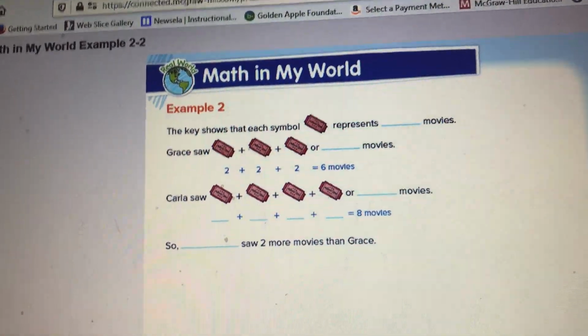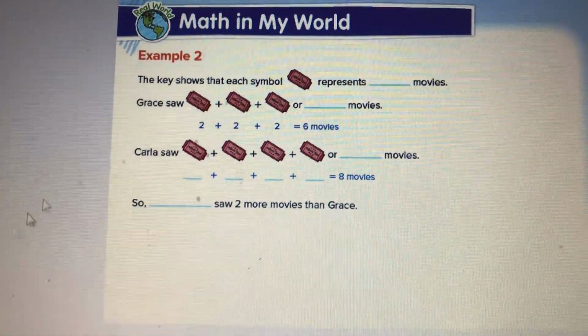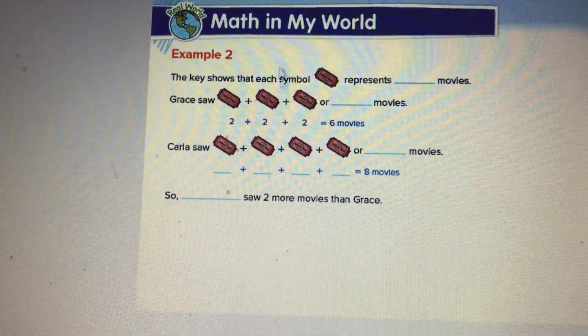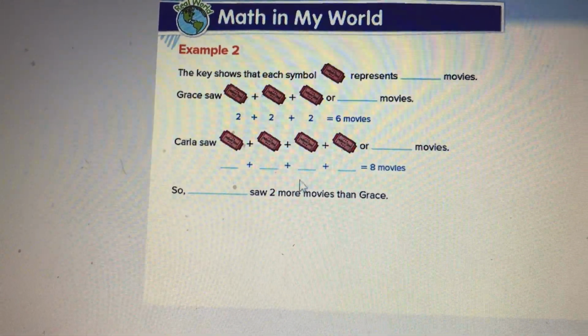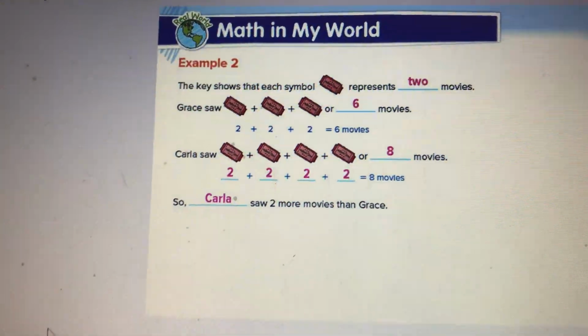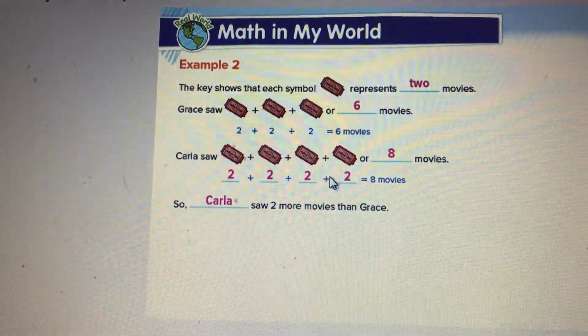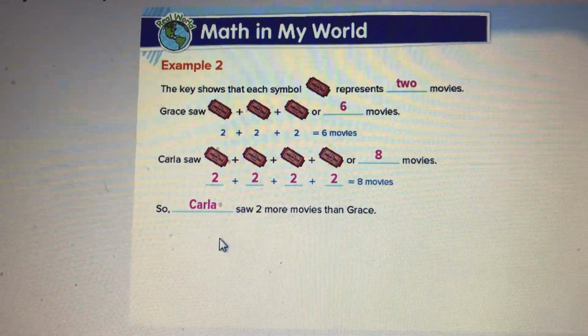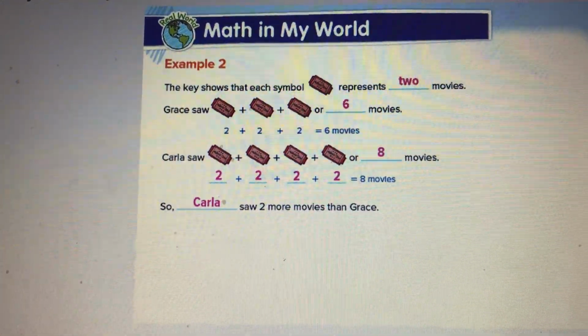The key shows that each symbol represents how many movies did we say? 2. Grace saw 2 plus 2 plus 2, or 6 movies. I'm going to go ahead and show you the answer so you can fill them in as I'm going through it here. Carla saw 2 plus 2 plus 2 plus 2, or 8 movies. So Carla saw 2 more movies than Grace.